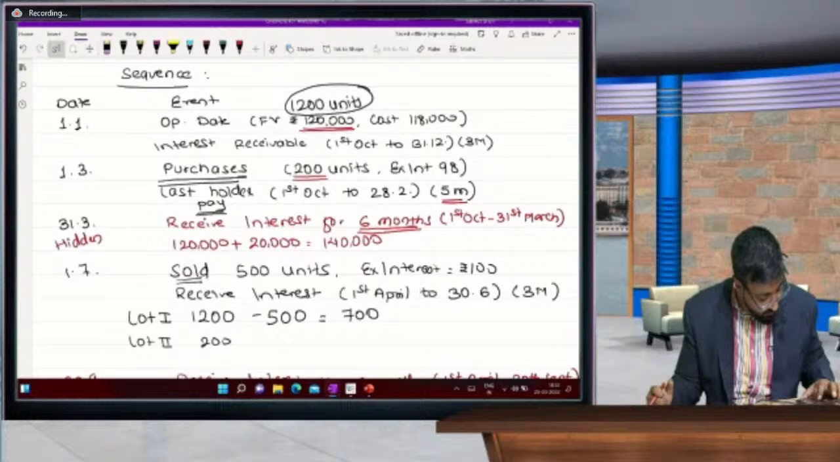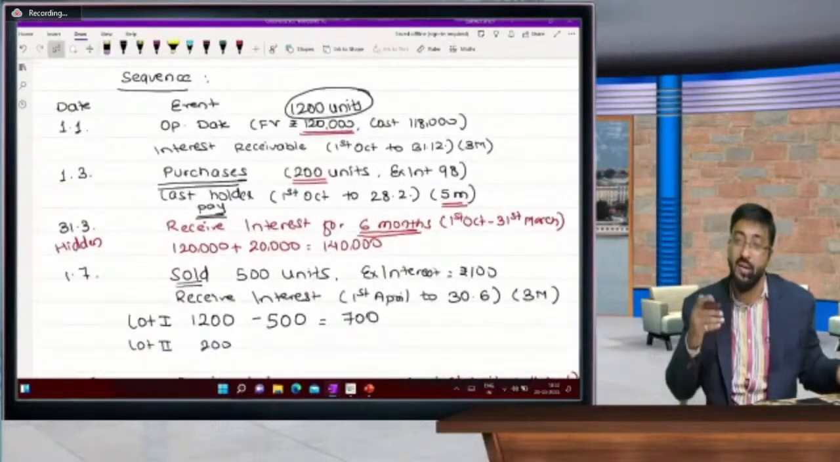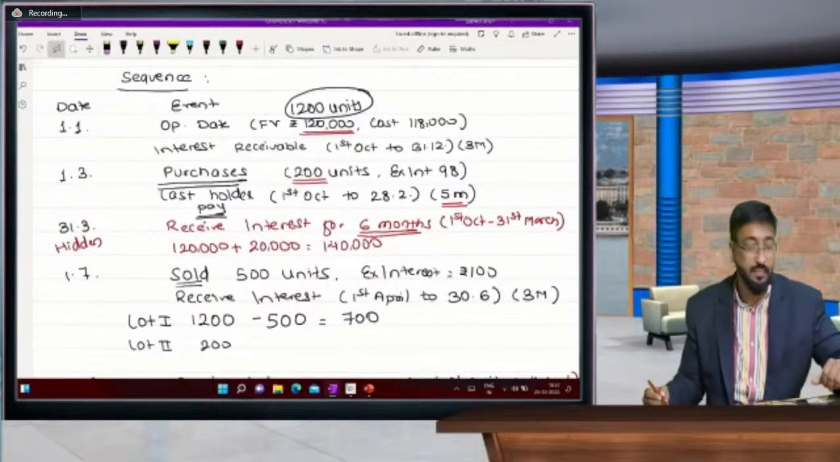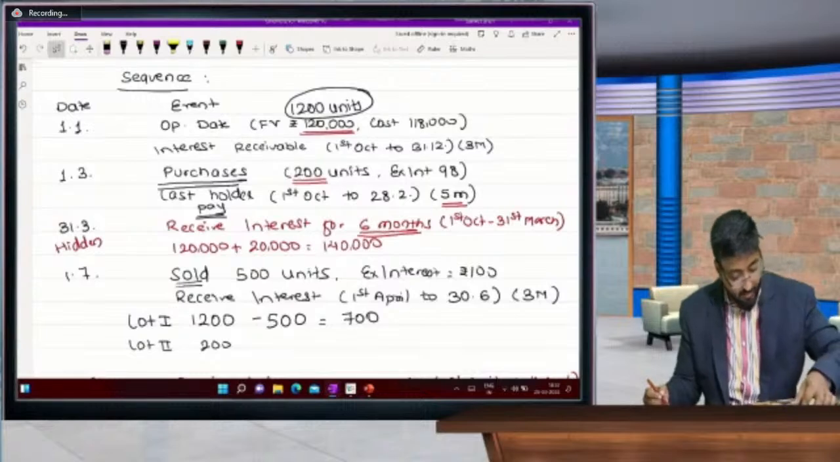Super easy. Very good. Sequence is nothing but interest receivable, beta, everything. If you understood the sequence, nothing is difficult in this question. इससे इजी मैं नहीं कर सकता. इजी है. ओके.